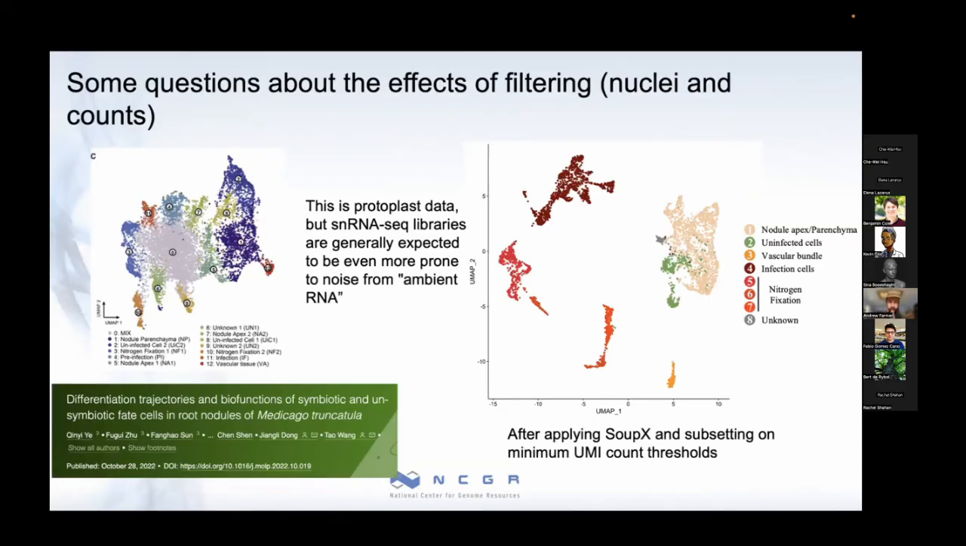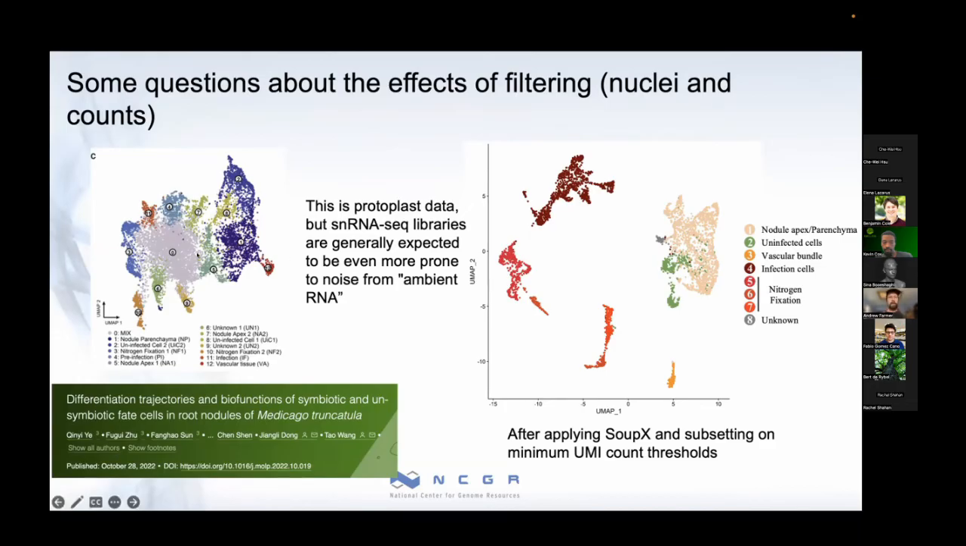Okay, so we started having questions about the effects of doing filtering. As I said, I had heard that nuclear data tends to be prone to this ambient RNA phenomenon, which is expected when you think about it: when you're lysing the cells to get at the nuclei, you would have a lot of extra material. So we started thinking about what the effect of this ambient RNA is, how we can correct for it, and what the overall effect of other filtering is on the structure of UMAPs and clustering.